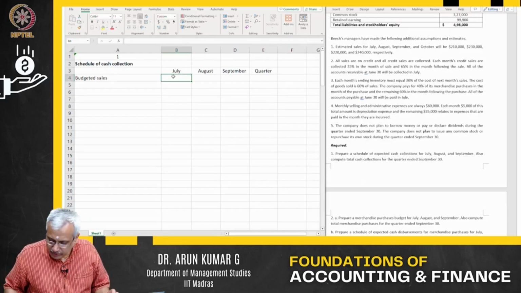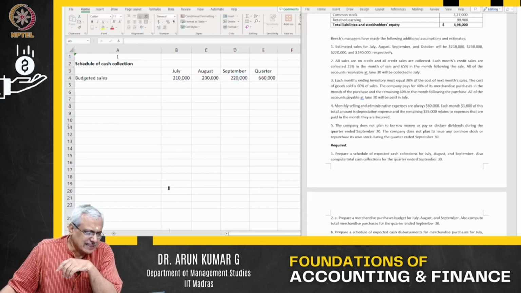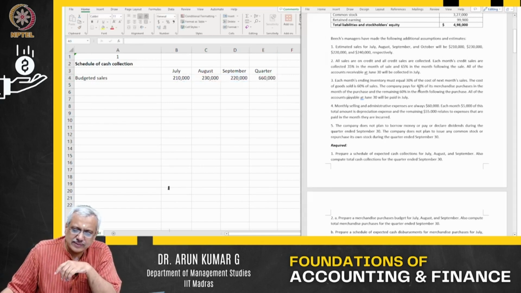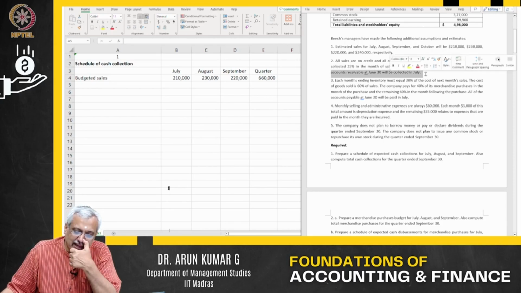That's 210, 230, 220. So, what is the total sale in this particular quarter? The total sales is about 6,60,000. But we see this, all of the accounts receivable on 30th June will be collected in July.